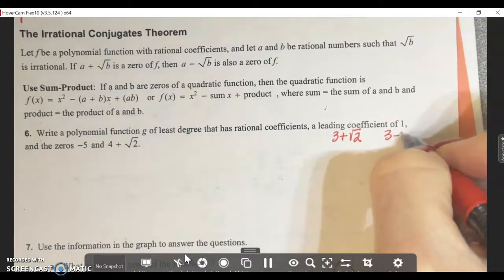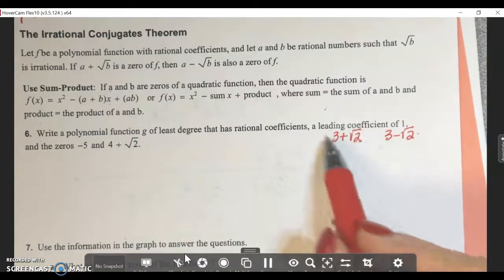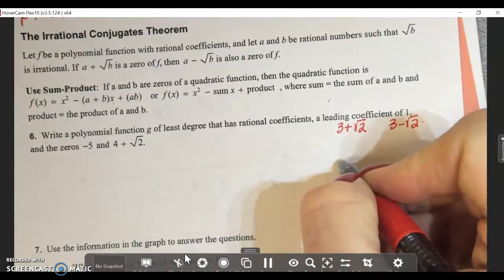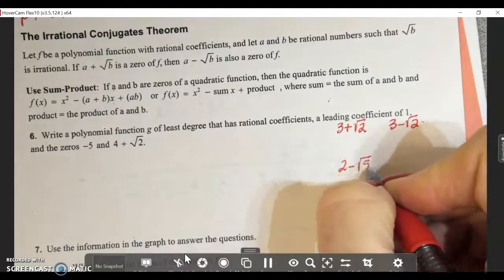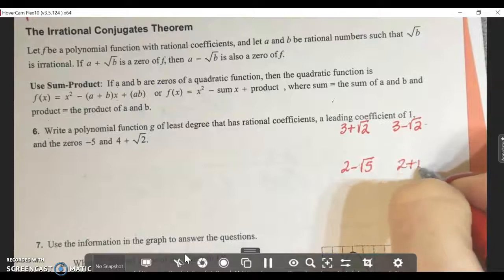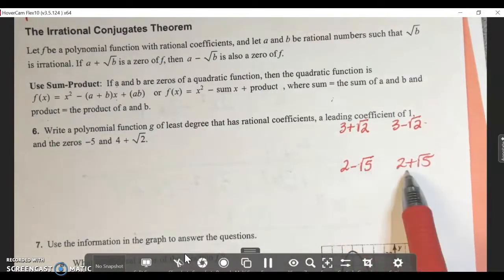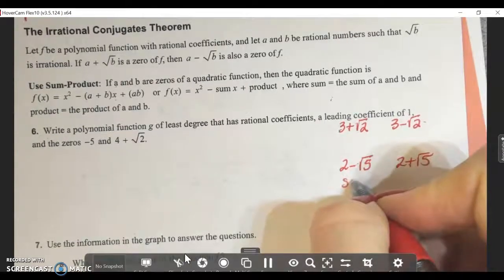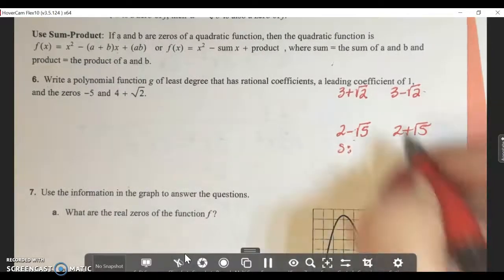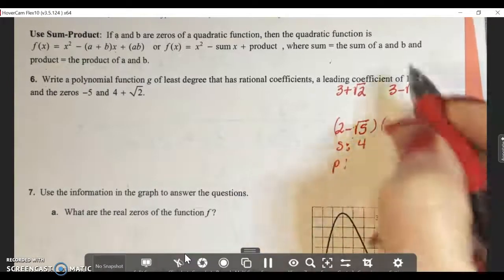3 minus. Right. So these two are conjugates. If I tell you this is a solution, then this must be. What if I tell you that this is a solution? Then what must the other solution be? Right. And then if I asked you to come up with an equation that had these solutions, you would want to find the sum. What do you get if you add those two together? 4, good. If we multiply them, they're binomials, so I'd have to FOIL.